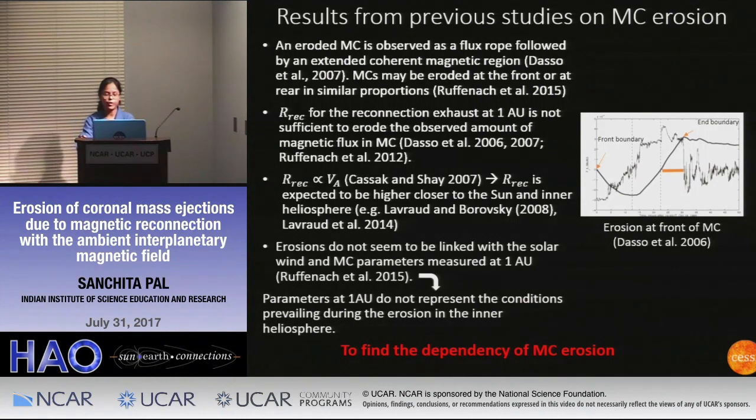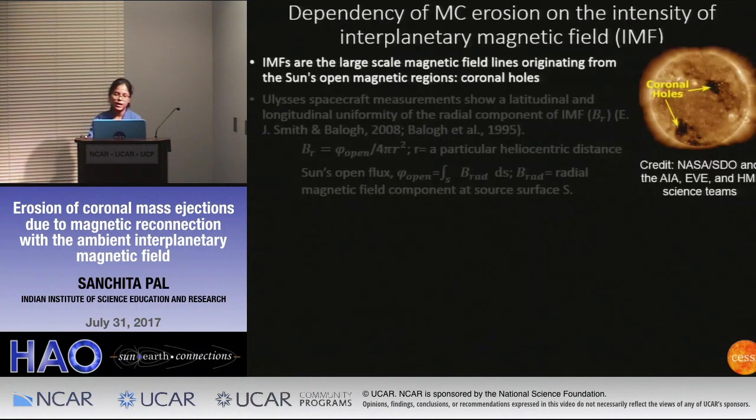So it is very important to find the dependency of magnetic cloud erosion, that is, on what factor it actually depends. As I have told, when the magnetic cloud propagates, the interplanetary field wraps around it. So it is interesting to see whether the magnetic cloud erosion depends on the intensity of the interplanetary magnetic field or not. For this we will try to find any relation between this IMF intensity and magnetic cloud erosion, or the eroded flux.